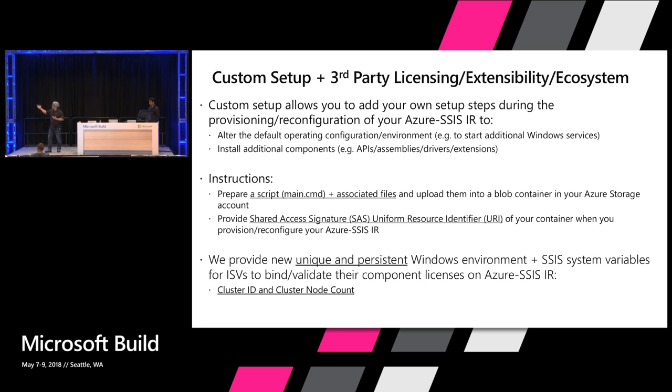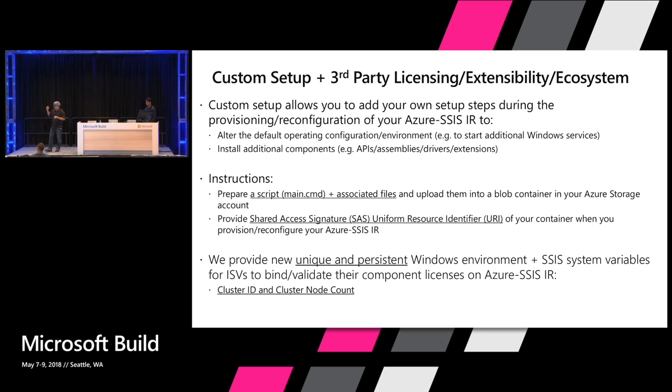The way you do it is you prepare a script, which is a main.cmd script, and associated files. The associated files could be the DLLs that you want to install, or the connectors, or the API, etc. Upload them into a blob container, and then you provide a SAS URI when you provision or configure. You can see the parameter when you provision, to plug in the SAS URI, right? And once you do that, we'll run the setup, and we will upload the setup execution logs, standard out, and standard error back to your container. You can debug it to make sure that your custom setup is executed.